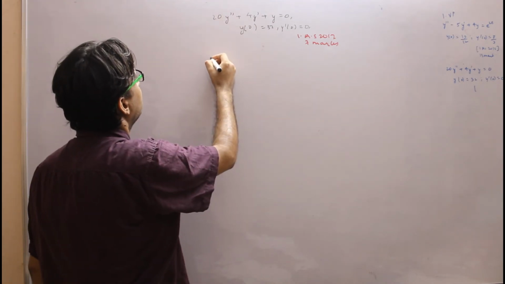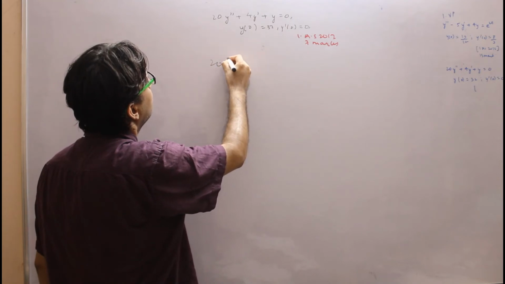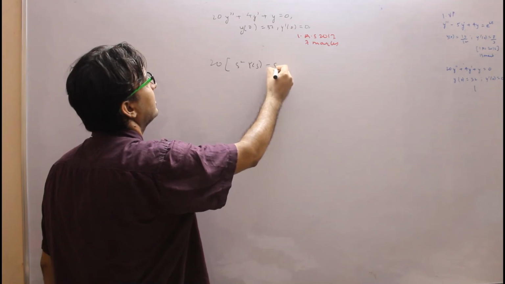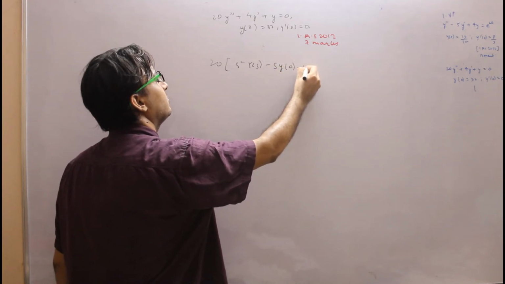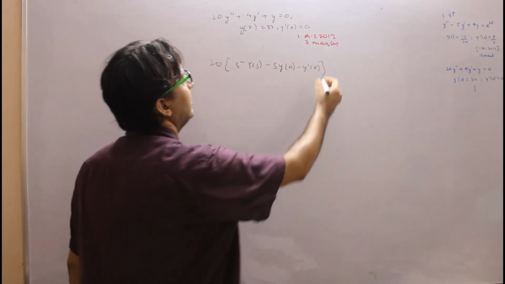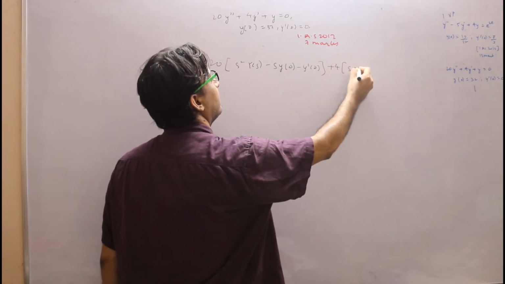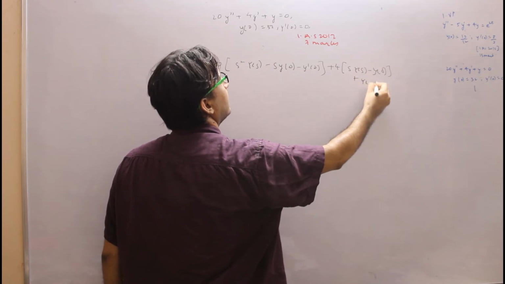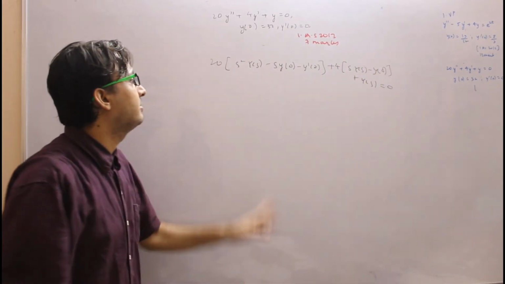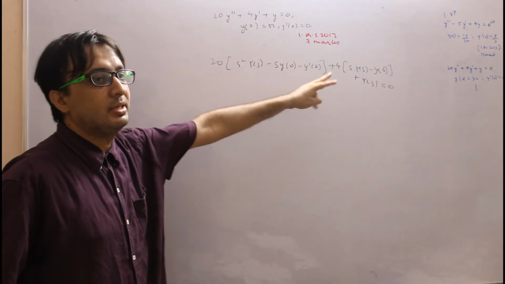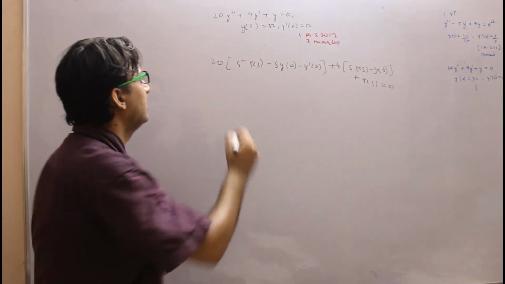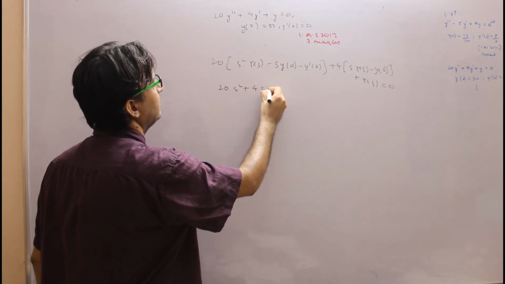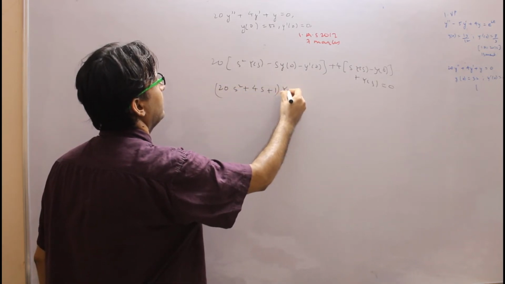Invoke the Laplace transform for this one. That will be s square y of s minus s y0 minus y dash 0, plus 4 times s y of s minus y0, plus y of s, and the Laplace transform of 0 is 0 itself. Bring out the coefficient of capital Y of s. So that is 20 s square plus 4s plus 1, times y of s.